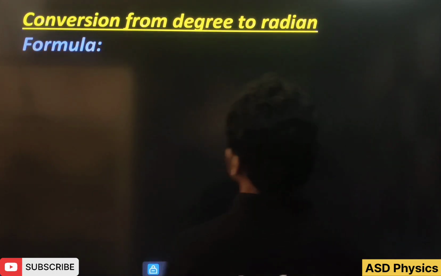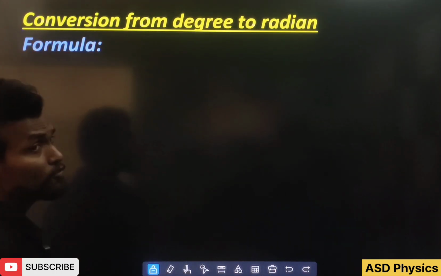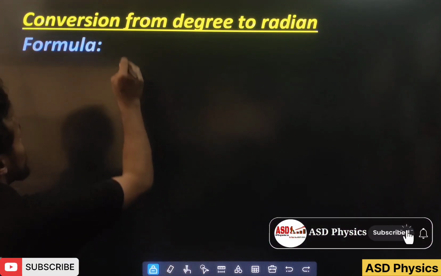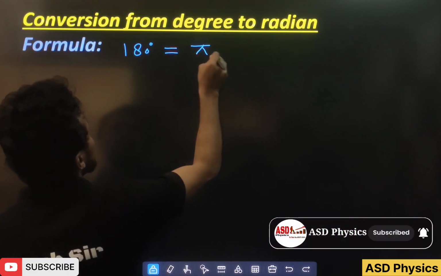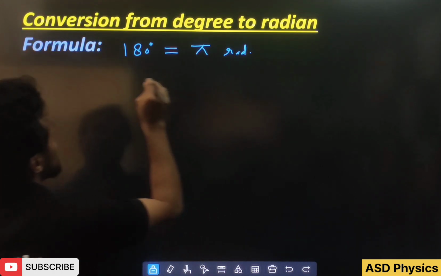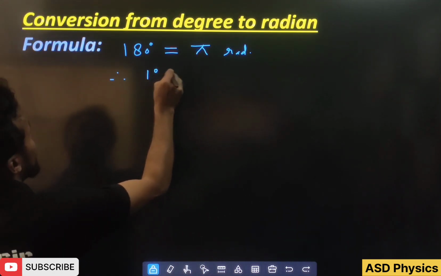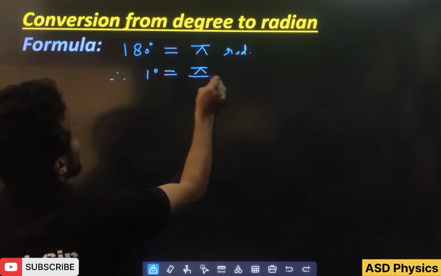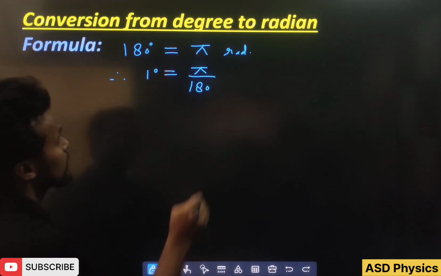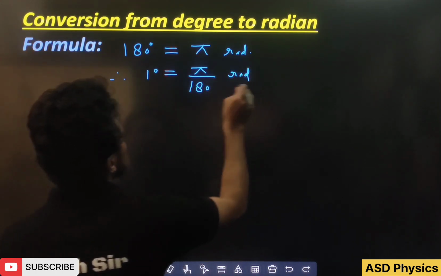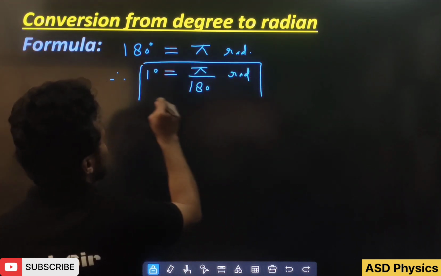Okay, great. Now students, again see conversion from degree to radian. In the same way we can write, this 180 degree is equal to pi radian, as I have told you. So here we can write 1 degree equal to what? Pi by 180 radian. This is the standard formula.